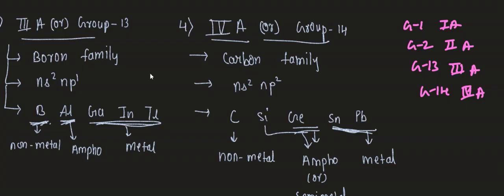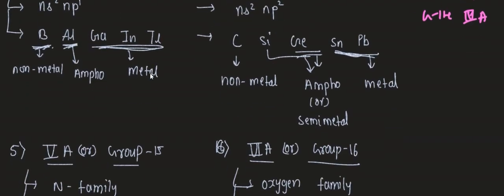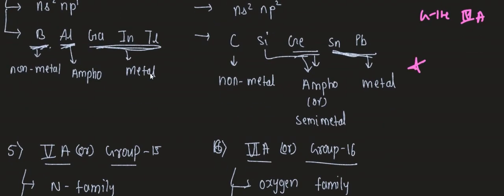ns2 np1, and ns2 np2. The most important thing here, the thing which every student has to learn, is the nature of the element. What is the nature of the elements in the first group? All elements are metal. What is the nature of the elements in the second group? All elements are metal except beryllium. What is the nature of beryllium? Metalloid, or else you can say amphoteric.